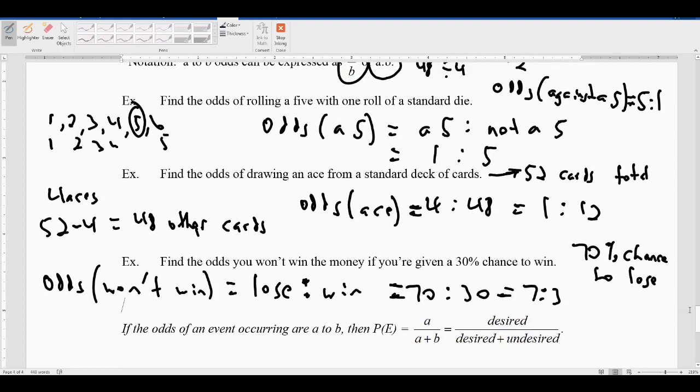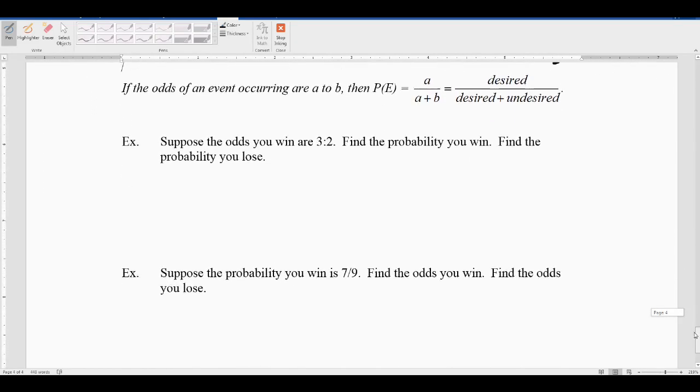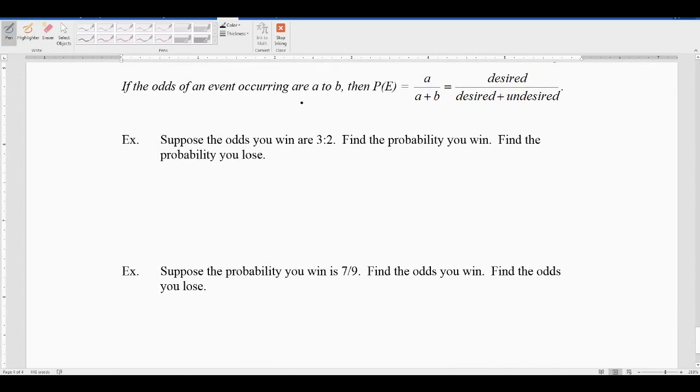Now, here we have a little statement that says if you're given the odds are A to B of an event occurring, then the probability, this is probability, which is a different question, of that event occurring is A over A plus B, which is the same as saying the desired over the desired plus the undesired, because the desired plus the undesired is the total number of outcomes.